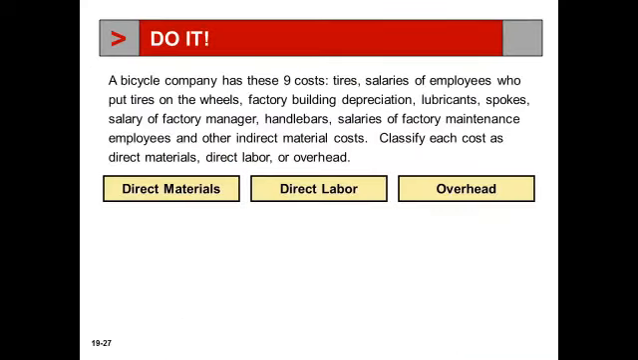Let's do an exercise that classifies 9 different costs of a bicycle manufacturer. Costs such as tires, salaries of employees who put the tires on the wheels, factory building depreciation, lubricants, spokes, salary of the factory manager, handlebars, salaries of factory maintenance employees, and other indirect material costs. Let's classify each cost as either a direct material, a direct labor, or a manufacturing overhead component.